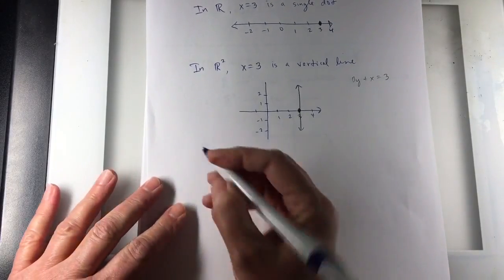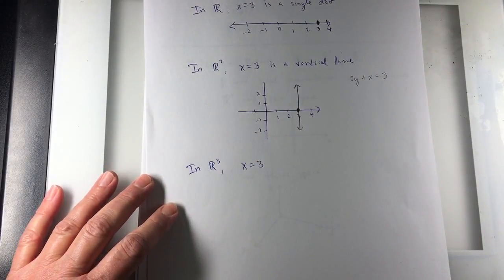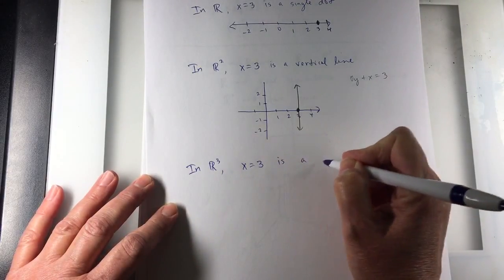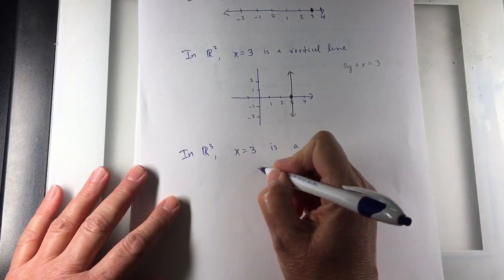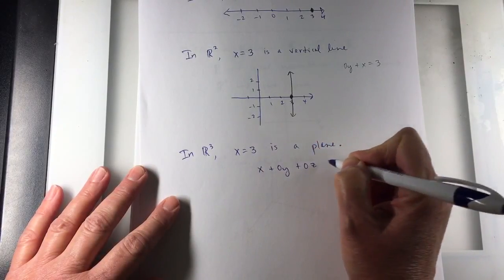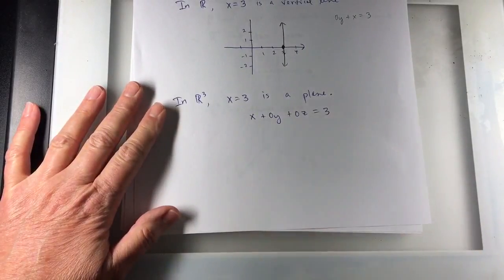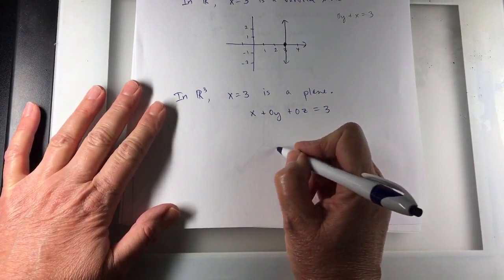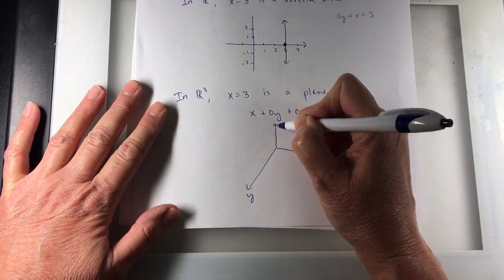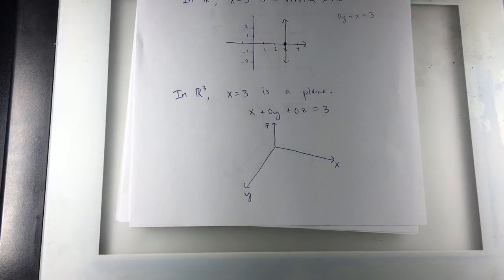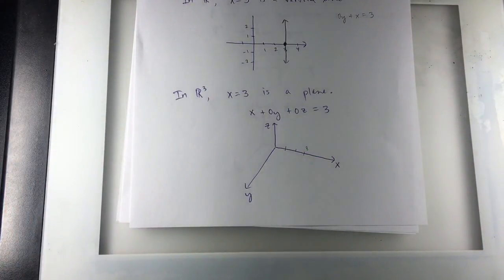Now, in R3, x equals 3, anybody know? It's a plane. Because what we're looking at is x plus 0y plus 0z is 3. And now for this one, I'm going to label this axis. I'm going to put that one to be x. This one's y. And the one going straight up is z. And what I'll do is I'll come out 1, 2. Again, I don't want to clutter it too much.